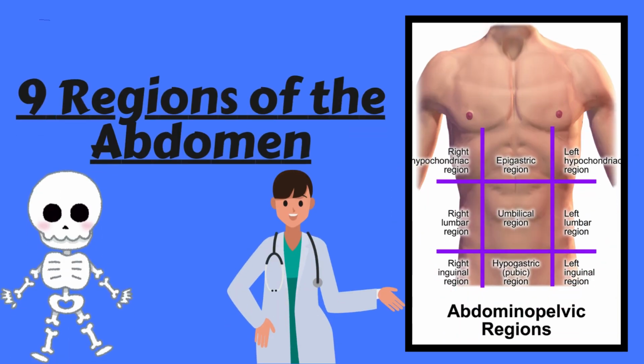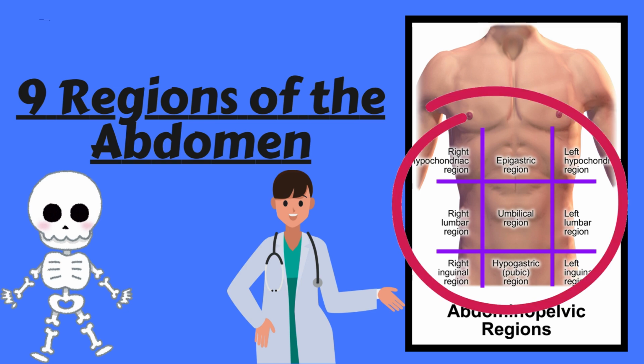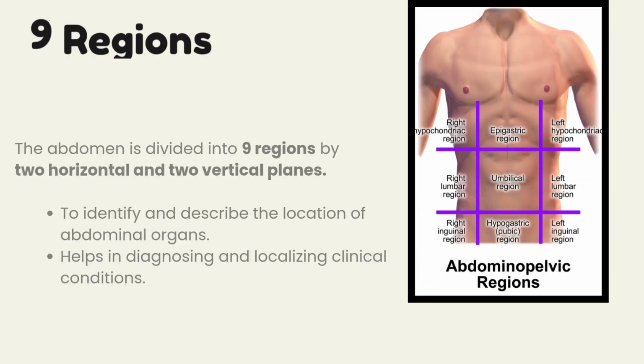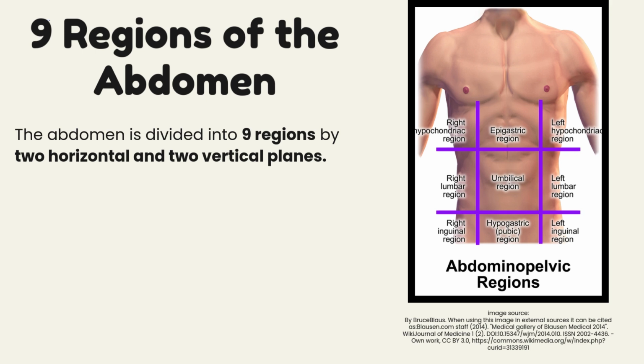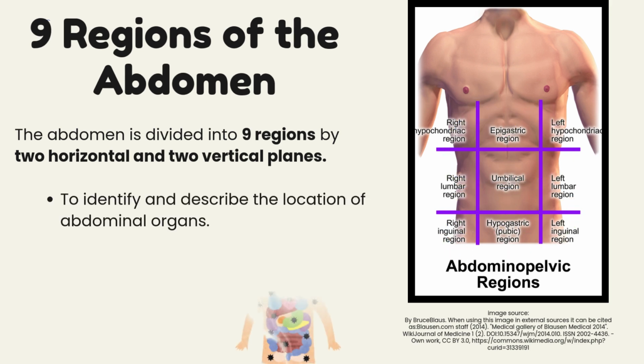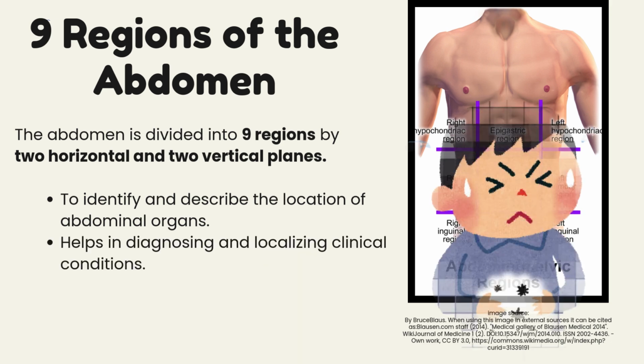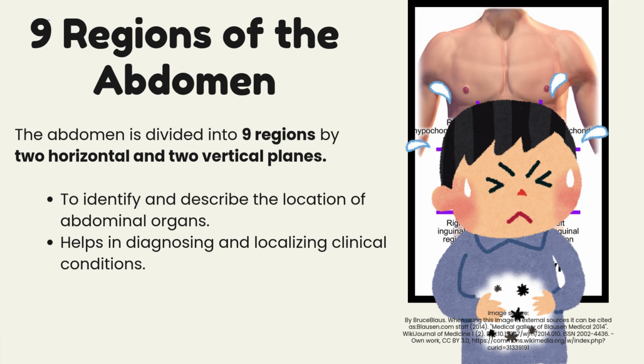In this lecture, we will discuss the 9 regions of the abdomen. The abdomen is divided into 9 regions by 2 horizontal and 2 vertical planes. These are used to identify and describe the location of abdominal organs. It helps in diagnosing and localizing clinical conditions.